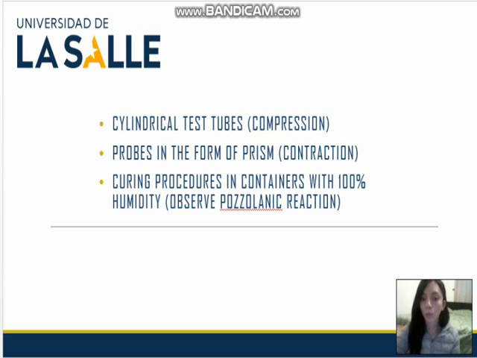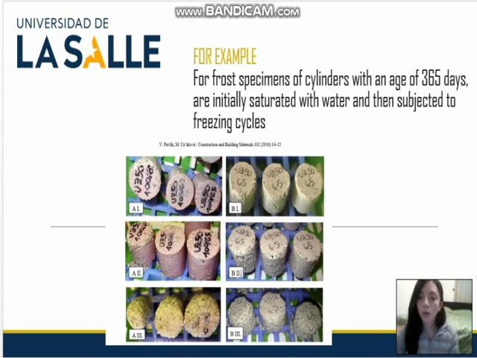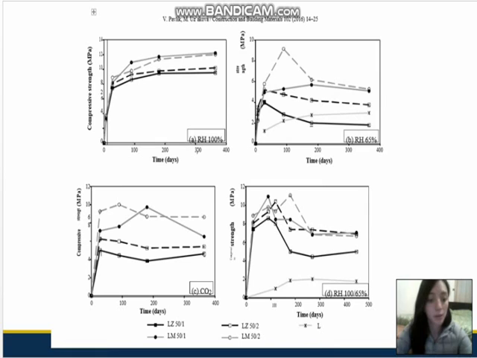100% humidity. In one example of this practice, the first specimens, cylinders with an age of 365 days, are initially saturated with water and then subjected to freezing cycles. In this graphic, observe the compressive strength that the mortars present subjected to the different curing conditions. We can observe that the most moisture helped the pozzolan reaction.